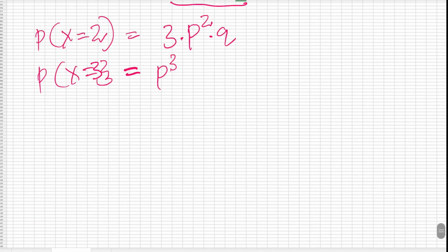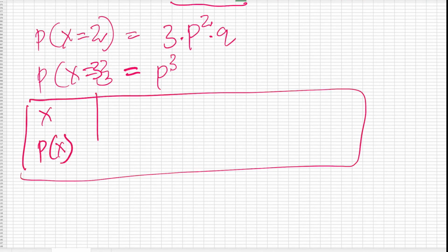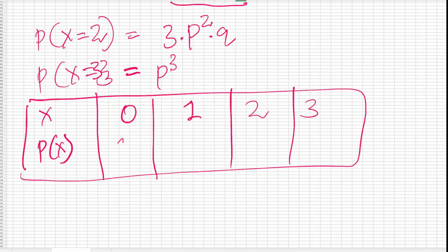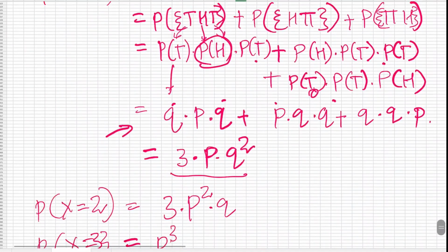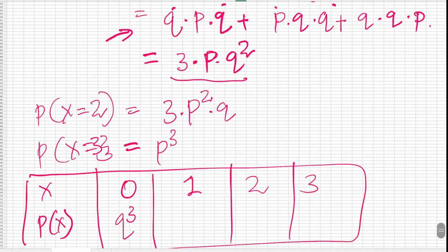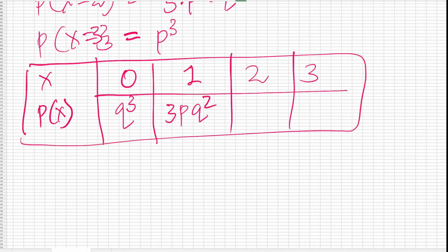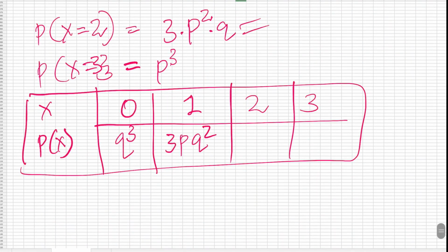If we create the probability distribution list, we have X values 0, 1, 2, 3. The probability for 0 is Q raised to the power 3. For X equals 1 we have 3PQ square. For 2 we have 3P square Q, and we have P raised to the power 3 for X value 3, right? This is the probability distribution of this random experiment of getting success different numbers of times from 0 to 3.